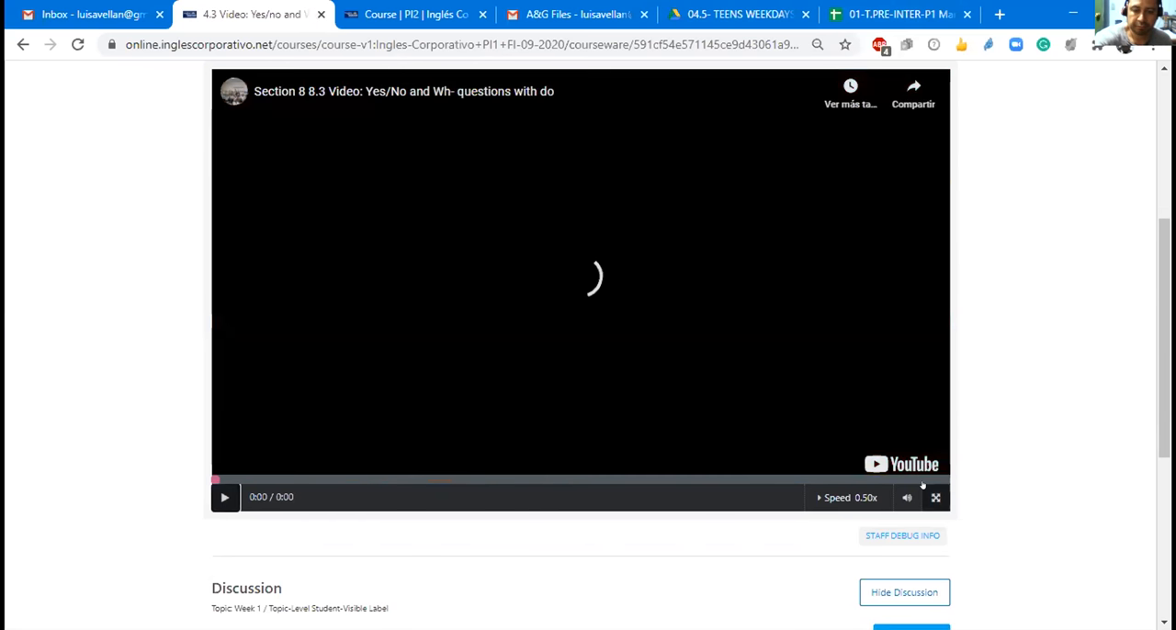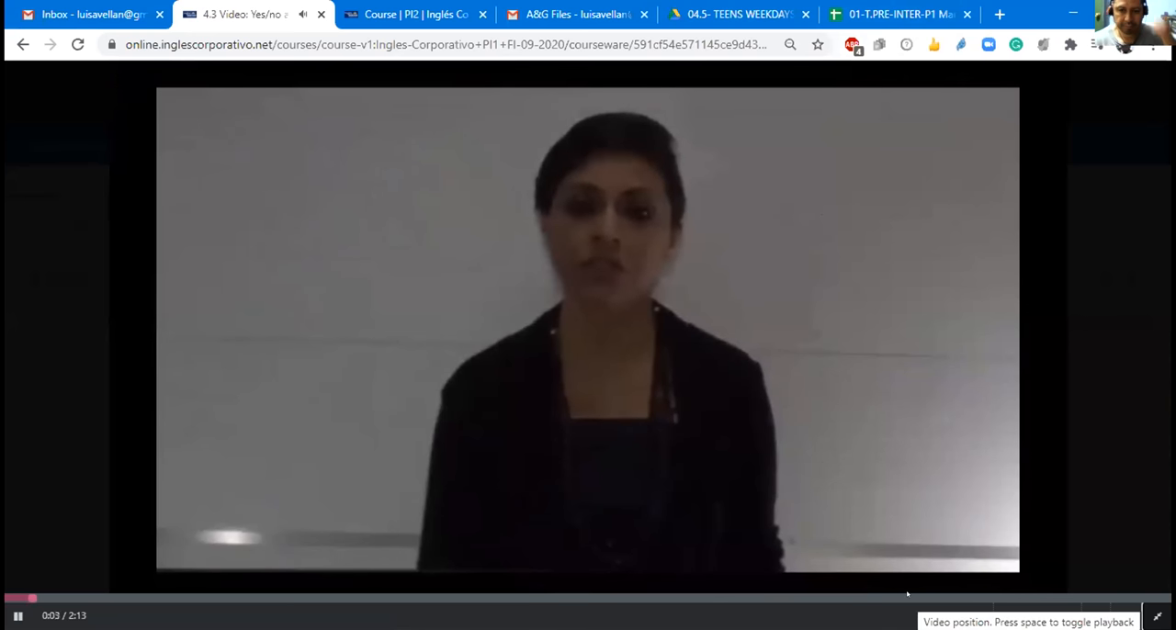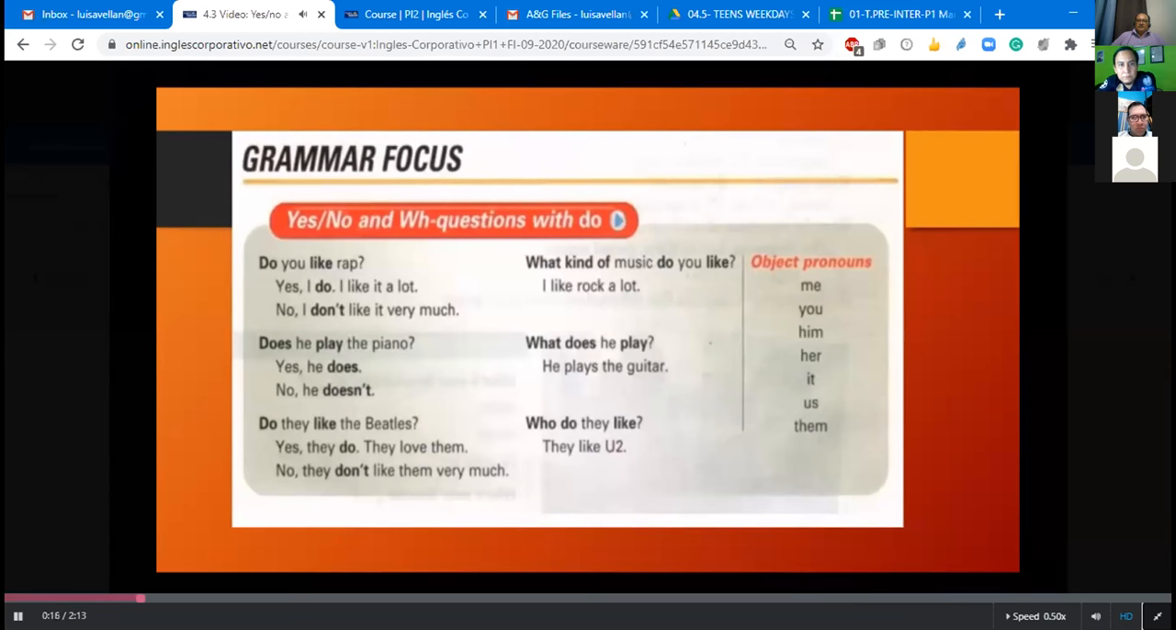At the end of this lesson, participants will be able to ask questions in simple present using do and does, along with WH question words. We will get ready to ask two types of questions, yes-no questions and WH questions. On your notes, please jot down both auxiliaries as we go over them. Remember, we use these auxiliaries for simple present tense in questions and negative answers. Yes, no, and WH questions with do.